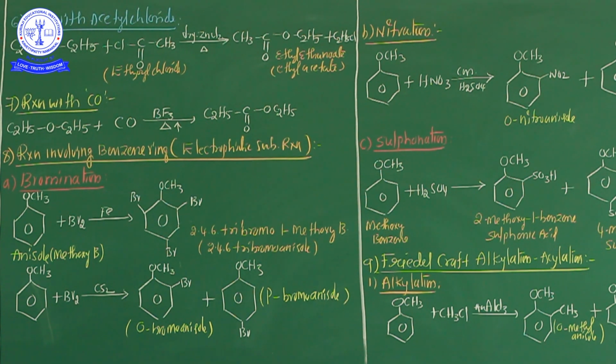After that, reactions with carbon monoxide. Diethyl ether reacted with carbon monoxide in the presence of boron trifluoride, BF3, on heating, gives C2H5COOC2H5, the same compound. Here ethyl ethanoate is formed.